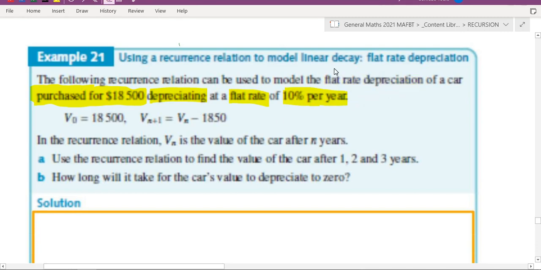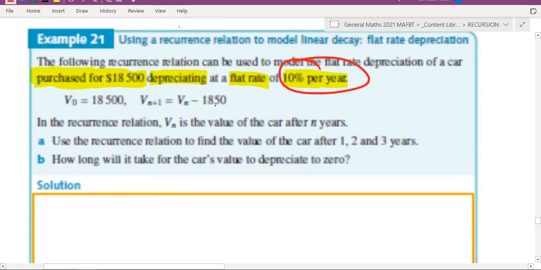I probably don't need that because there's already flat rate there. Okay, so keywords there, you've got flat rate, it's depreciating, so it's going down, 10% per year, so it's going to be 10% of this amount here, the 18,500. 10% of that guy. So to work that out, let's work it out.